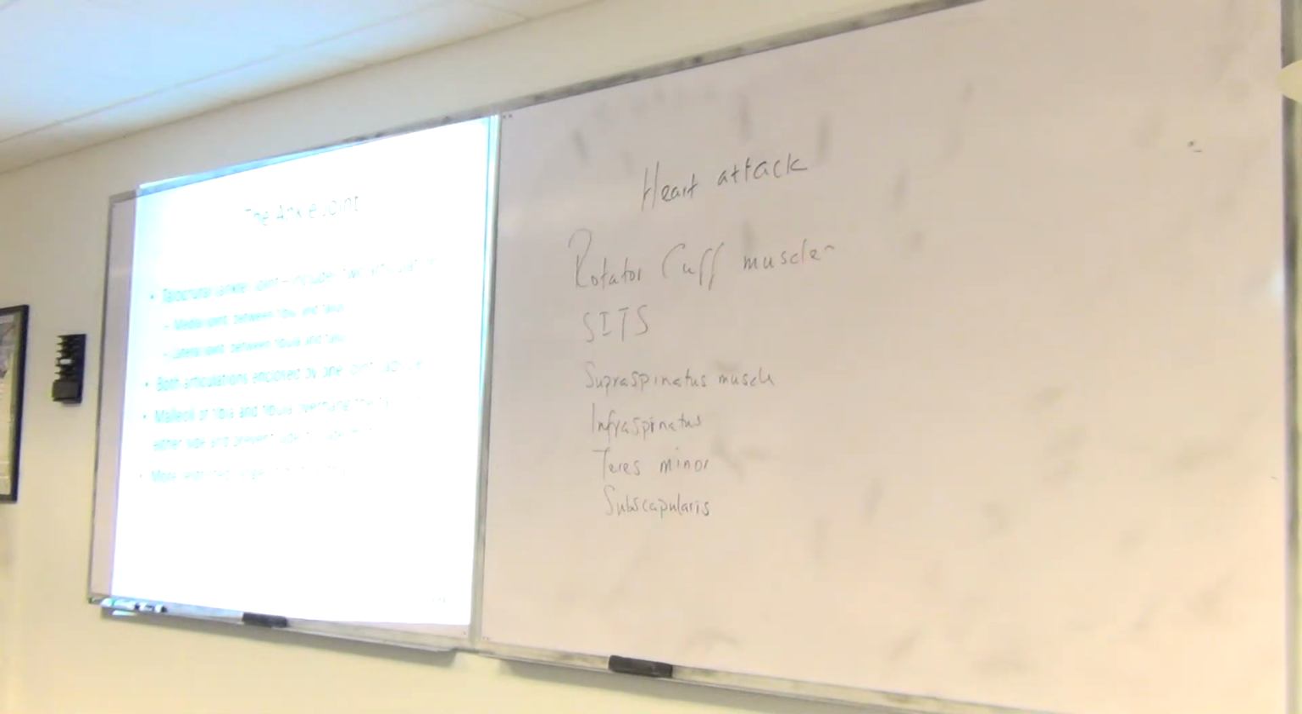The ankle joint, the medial part is between the tibia. The ankle joint, this is the tibia and the fibula. The medial part is between the tibia and the talus. The talus is the top bone, okay? But the lateral one is the fibula and the talus. The fibula and the talus, okay, form the ankle joint.